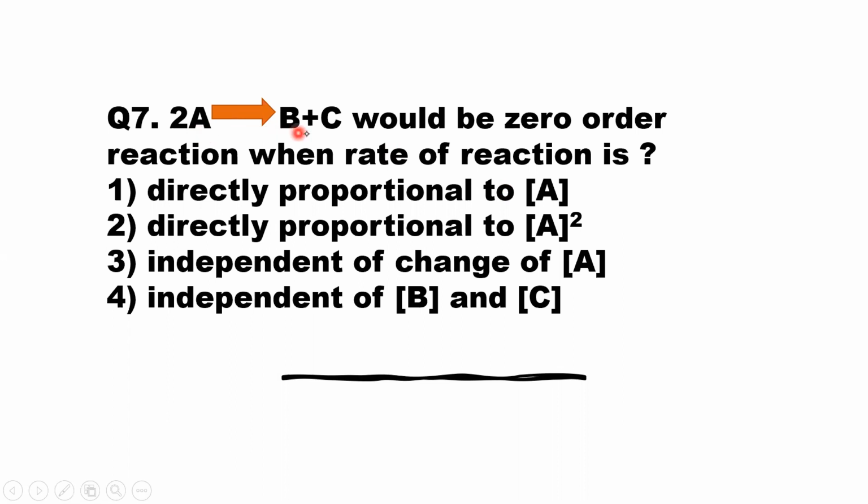2A gives 2B plus C. The reaction 2A gives 2B plus C would be zero order when the rate of reaction is, since we already know for a zero order reaction, here I'm writing clearly, for a zero order reaction, the rate of reaction is independent of concentration of reactant.